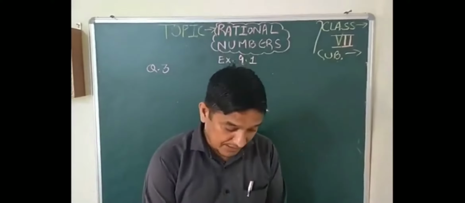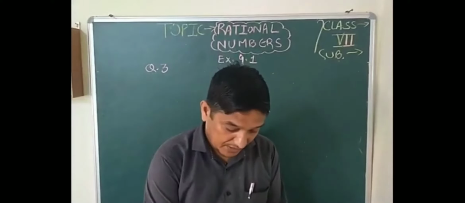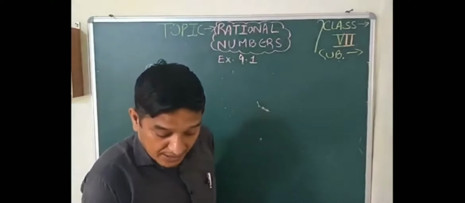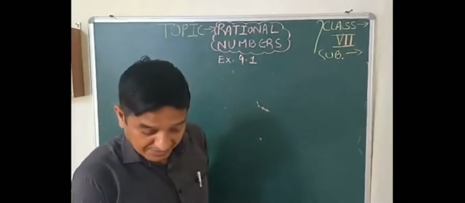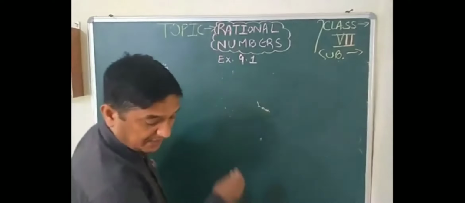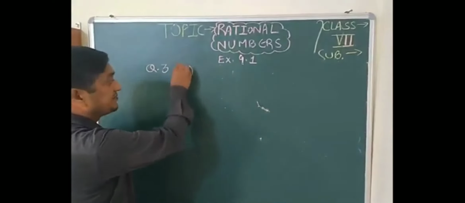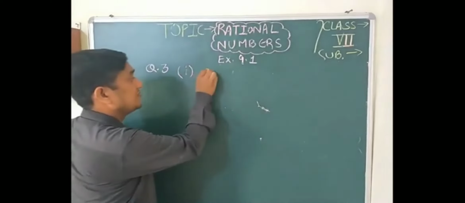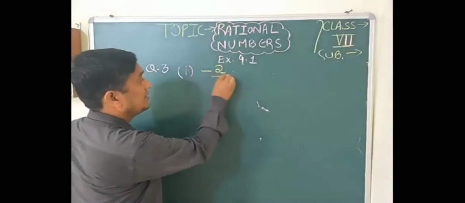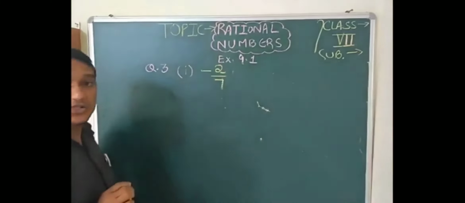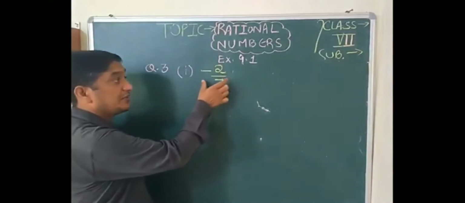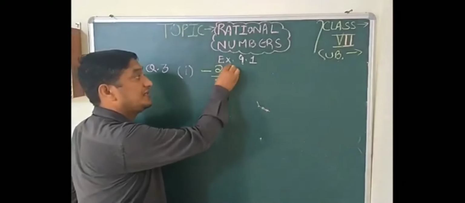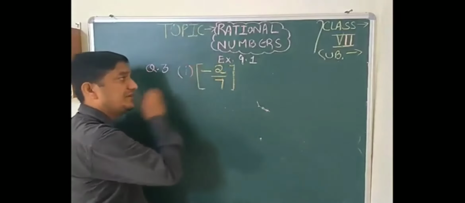Question number 3 is: give 4 equivalent rational numbers of the following. First part is minus 2 upon 7. Now children, we have to give the 4 equivalent rational numbers of this rational number.